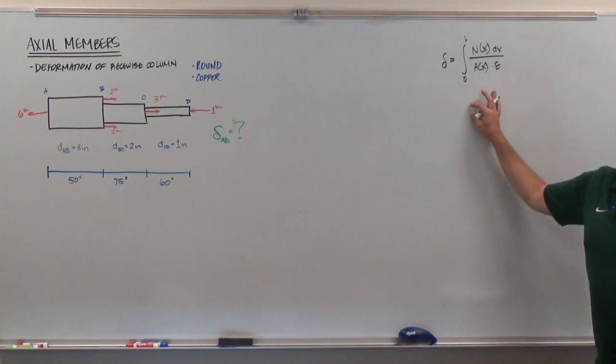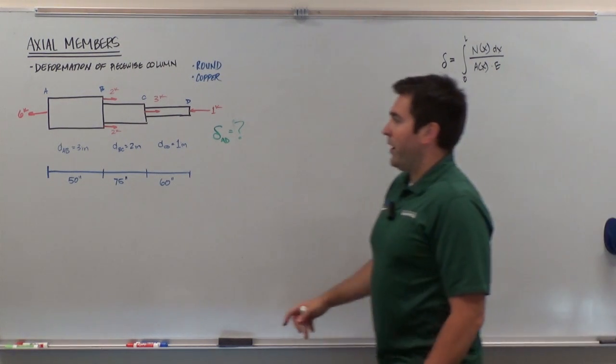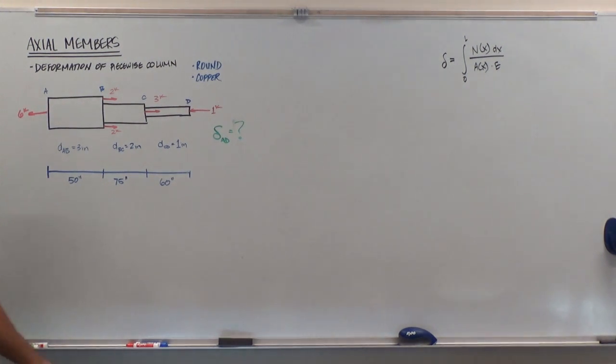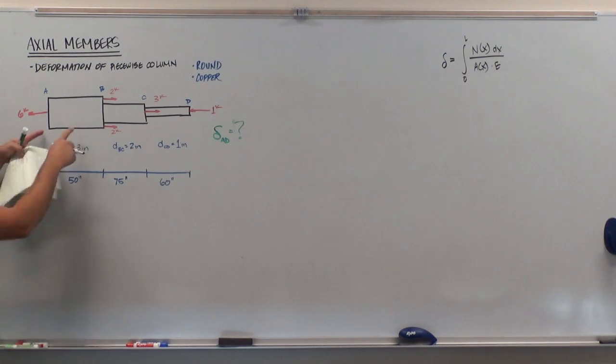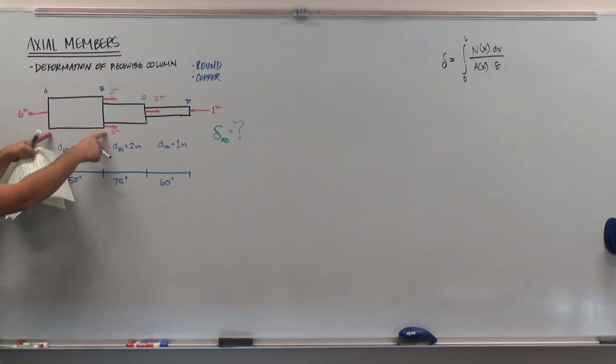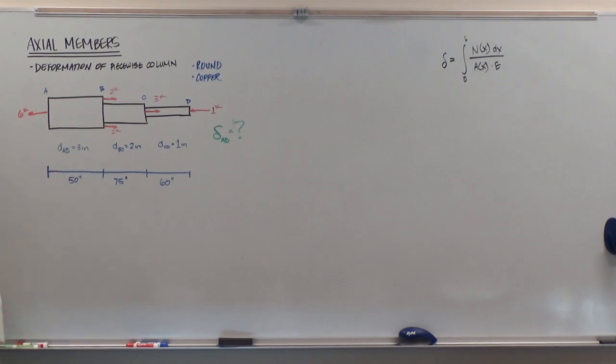So here we don't need to use the integration because we can simply look at this as 3 independent columns, and we'll add up all of the deflections of each column together. And so we'll treat A to B as its own individual column. And because our external loads are only applied to the ends of that column, the internal normal force is going to be constant the entire length from A to B. We'll verify that with a free body diagram, but each of these has a constant cross-sectional area because the diameter is constant, as well as a constant internal normal force because we only have loads applied at the end.